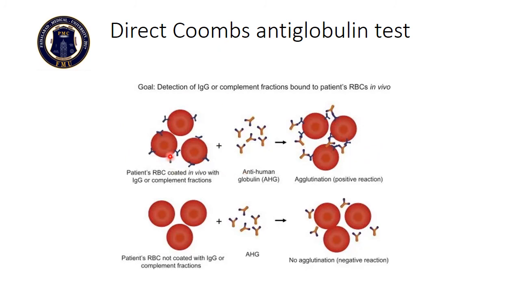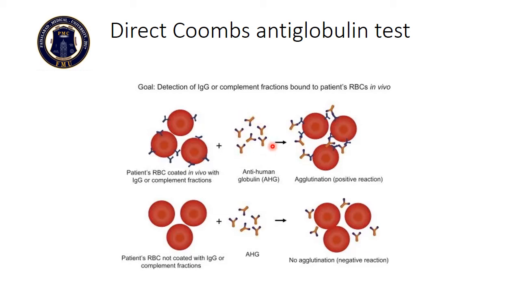This picture shows the mechanism behind the direct Coombs test. These are the red blood cells which are taken from the patient. The red blood cells have attached antibodies and complement system, and this is a reagent called anti-human globulin. It contains antibodies against human immunoglobulins and complement components.